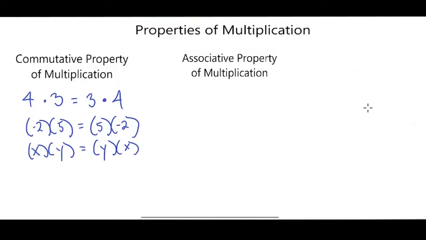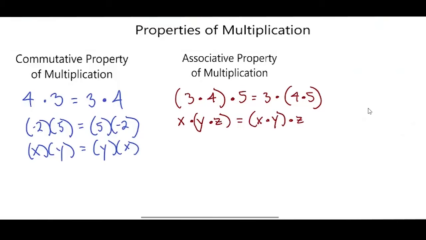Next is the associative property of multiplication. The associative property of multiplication says that the grouping of numbers in multiplication does not matter. So (3 times 4) times 5 is equal to 3 times (4 times 5). So the grouping symbols don't change the value. In the same way, (x times y) times z equals x times (y times z). Remember that there are parentheses on both sides of the equal sign.